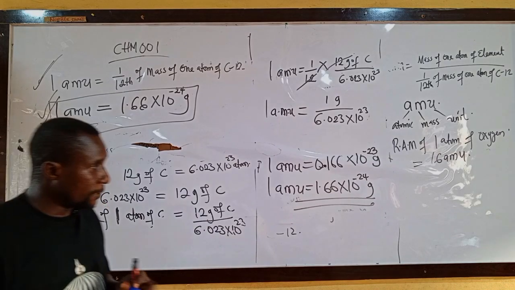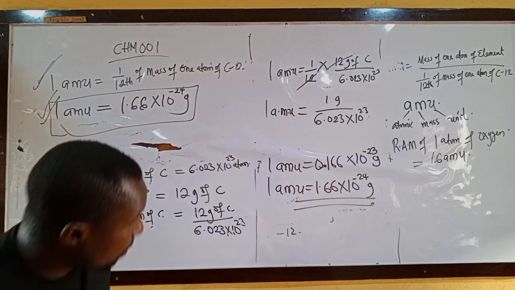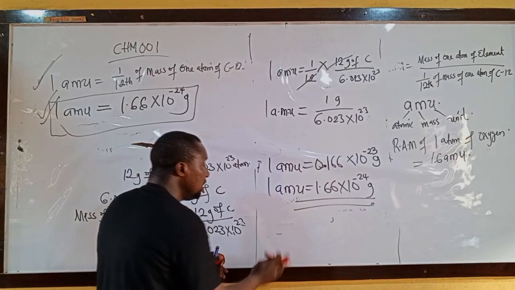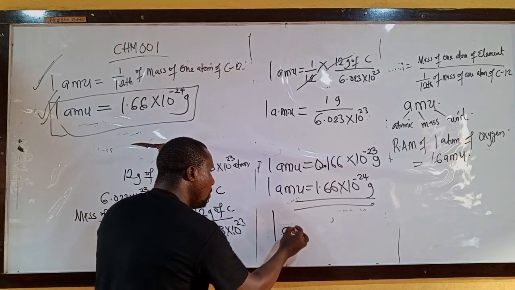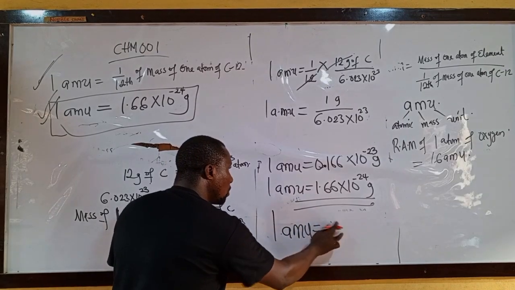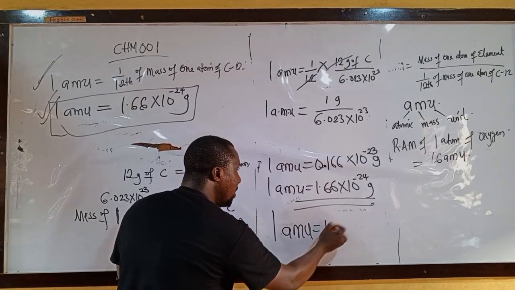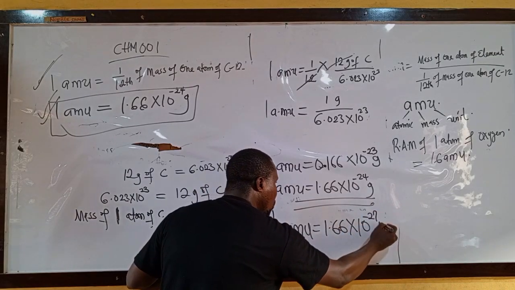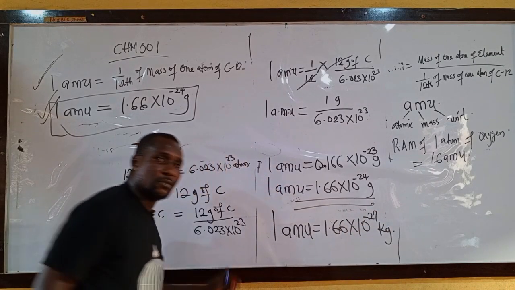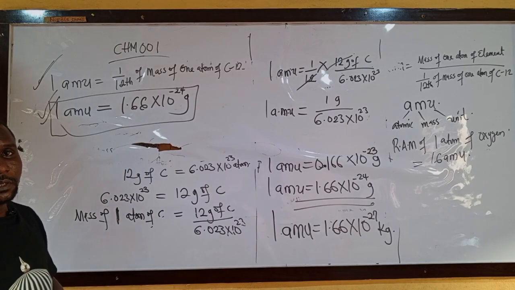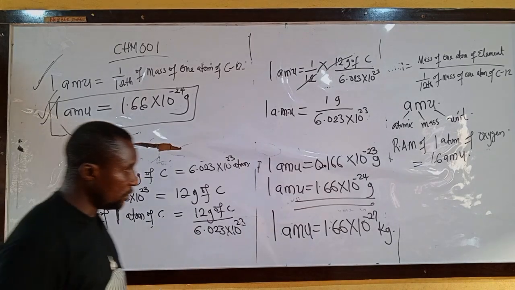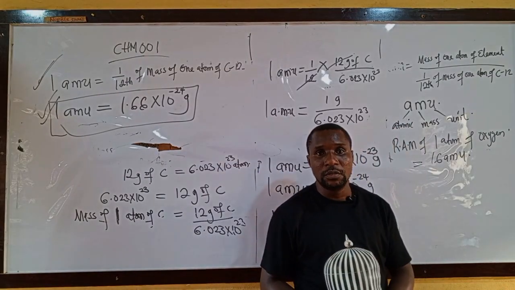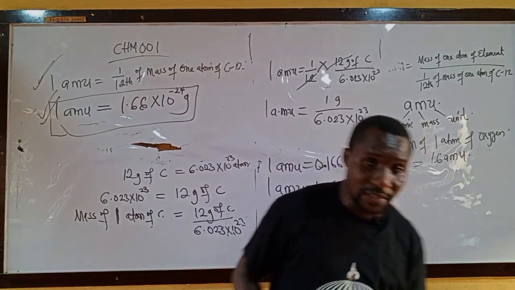Take note of that. That means I can give it in kilogram. If it is in kilogram, one atomic mass unit equals 1.66 times 10 raised to the power minus 27 kilogram. Take note of this. In kilogram, it's 1.66 times 10 raised to the power minus 27 kilogram.